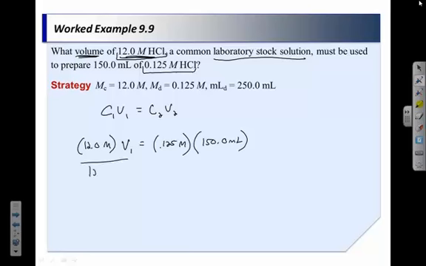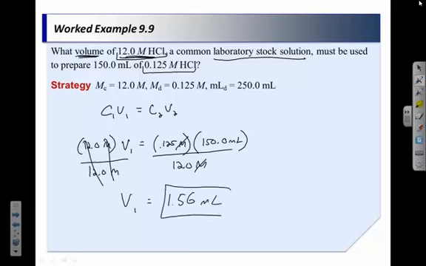So I just divide both sides by 12. The molarities cancel. The initial volume I need is going to be 0.125 divided by 12 times 150, which is 1.56 milliliters. Everything canceled except the milliliter, so that's the unit I'm left with. Questions about that?